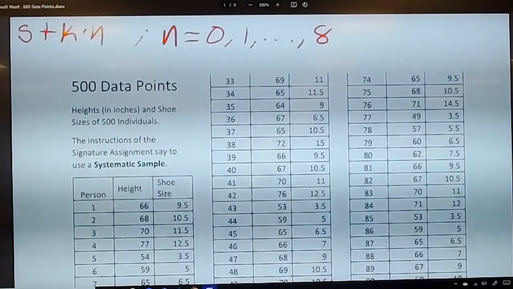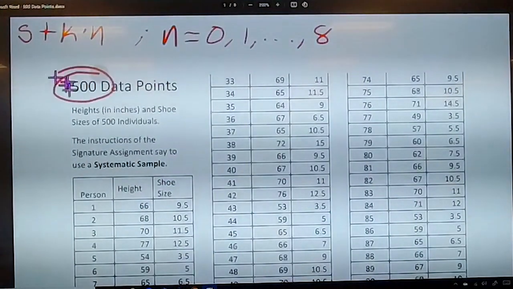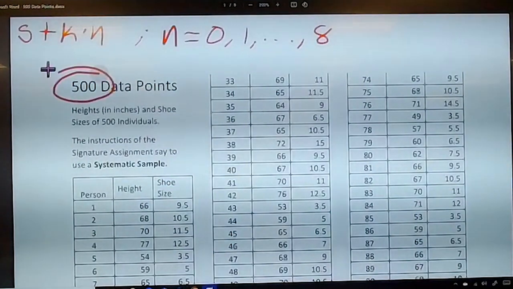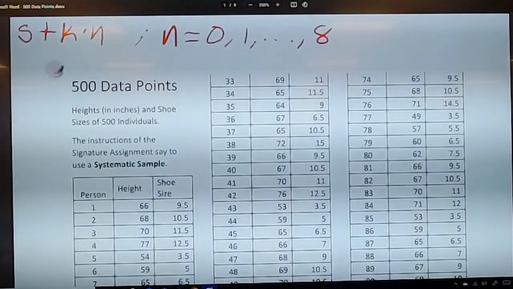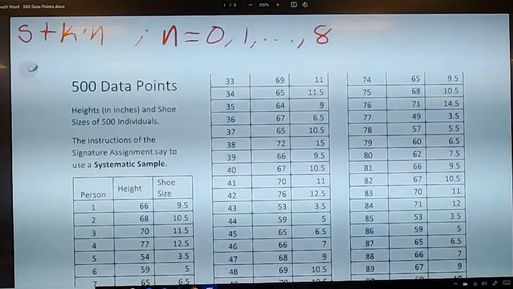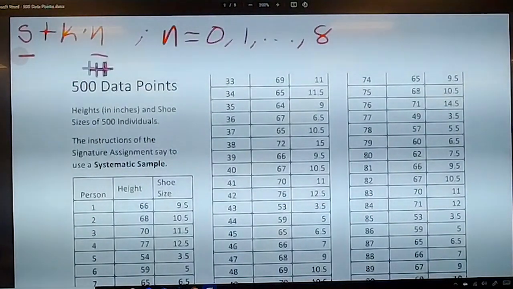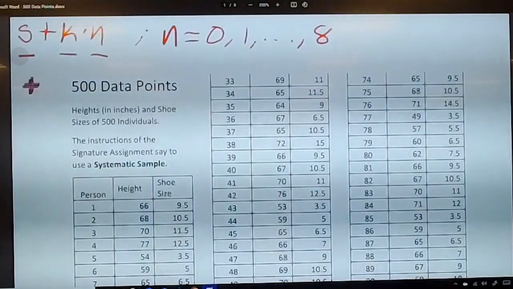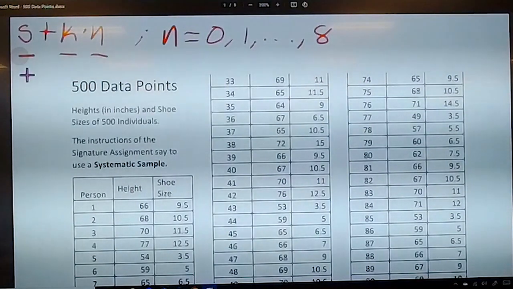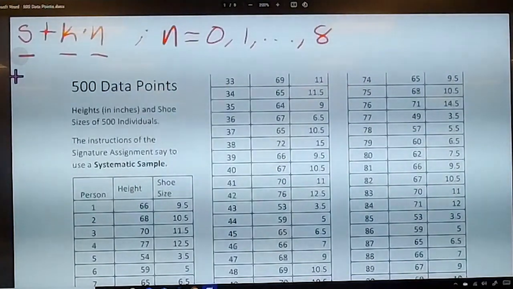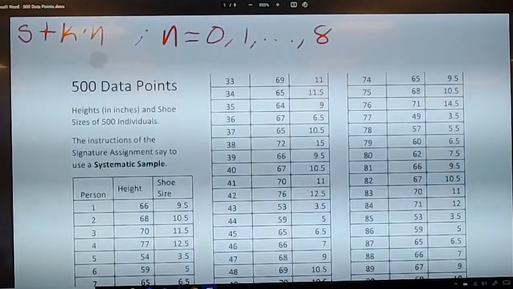Okay, so I have 500 data points to choose from. All we need to do is make sure that wherever we're starting at, plus 8 times whatever our step size is, is less than 500. That way we won't go off the end of the list.